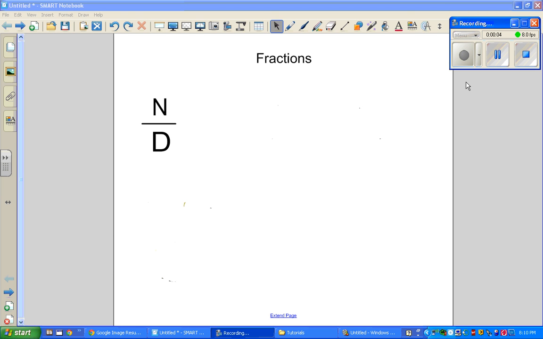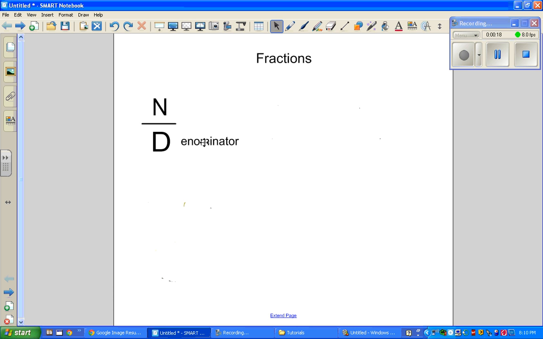I'm going to teach you today about the basics of fractions. First thing to know is that fractions are part of a whole. To better explain this, we need to know the parts of a fraction first. And the best way to do that is to learn the names of them.